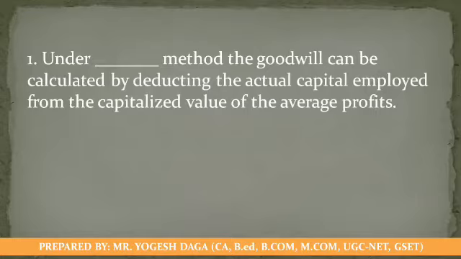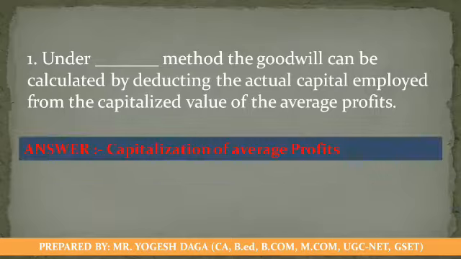Under dash method, the goodwill can be calculated by deducting the actual capital employed from the capitalized value of the average profit. I know you know the answer. Just pause this video, take a pen and paper and start writing the answer, and afterwards I will give the answers, and you just verify your answers with mine. The right answer over here is the capitalization of the average profit method.